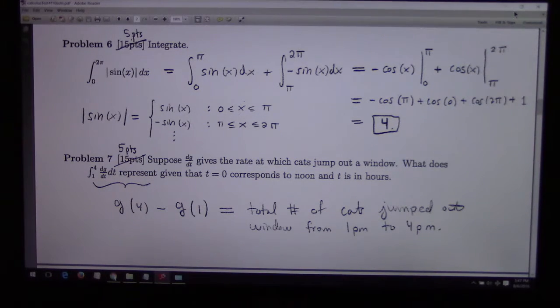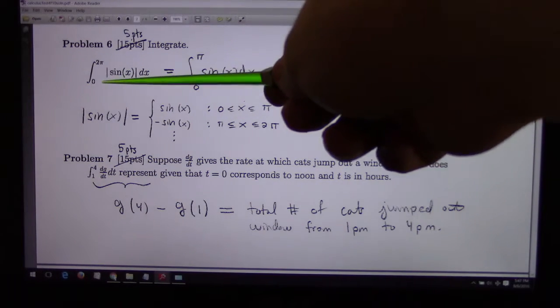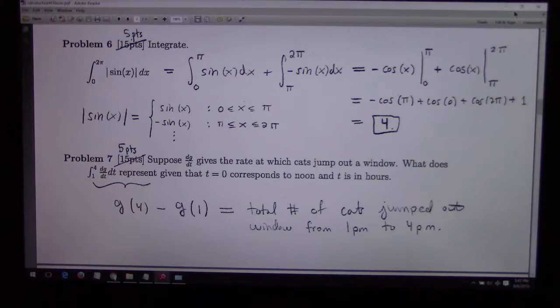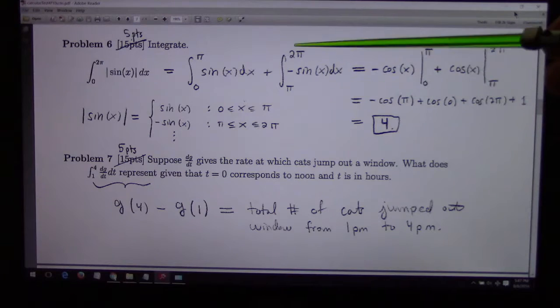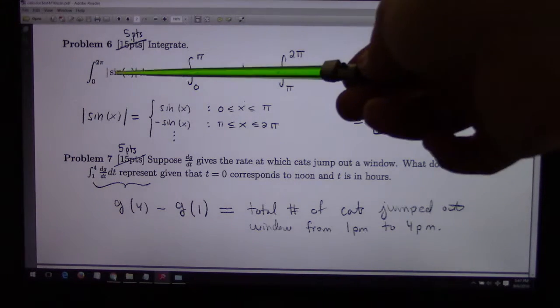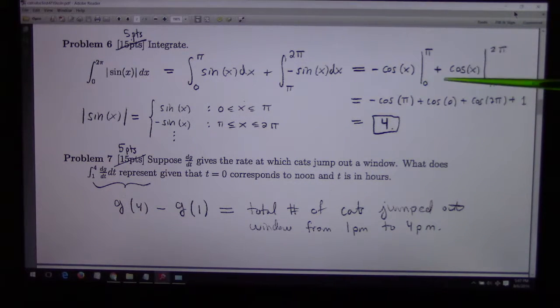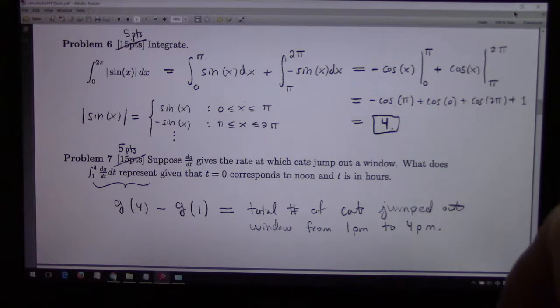Integrate. Notice the absolute value. So absolute value is piecewise defined. From 0 to pi, sine is positive. From pi to 2 pi, sine is negative, so the absolute value gives you minus. But anyway, you get 4 because each hump of sine has area bounded of 2.